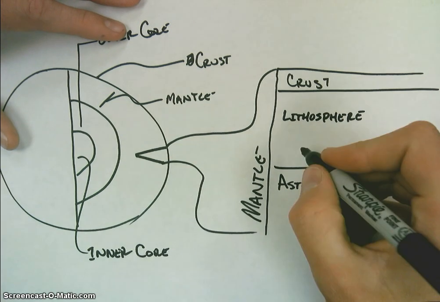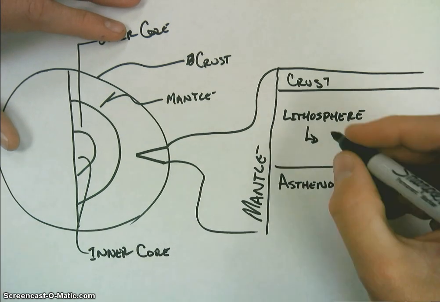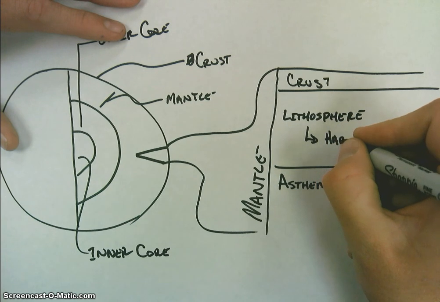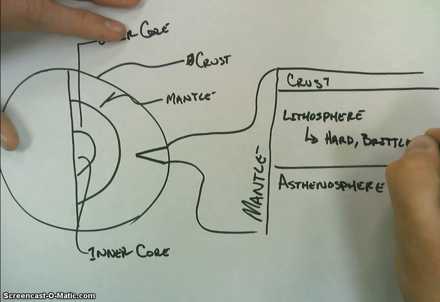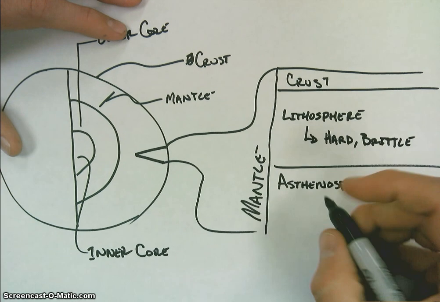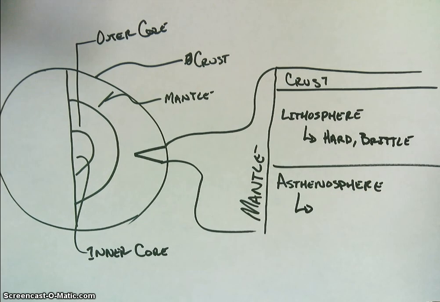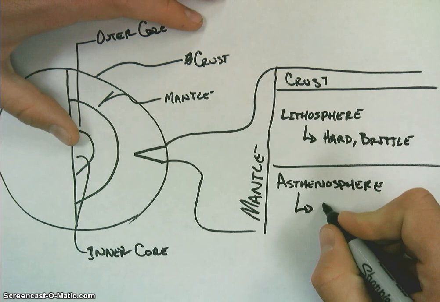Okay, the lithosphere is hard and brittle. Okay, and the asthenosphere has, again, that special property that allows convection currents to move it. It's kind of like a fluid. It's a liquid, but it's also a solid. It's solid enough to support weight, but it's liquid enough to flow. So we're going to call that a fluid.